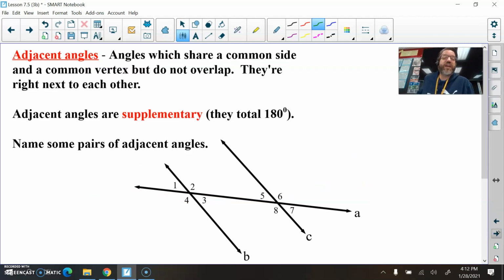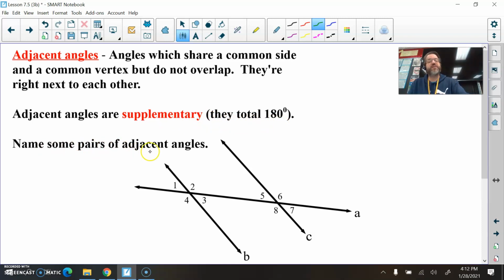And then adjacent angles, we discussed these yesterday. Adjacent angles are the angles that are right next to each other. They share a common side, they share a common vertex, but they don't overlap each other. Okay? Now, adjacent angles are not usually congruent, not unless you have right angles, not unless the lines are perpendicular. But adjacent angles are special because they're supplementary, meaning they total 180 degrees.